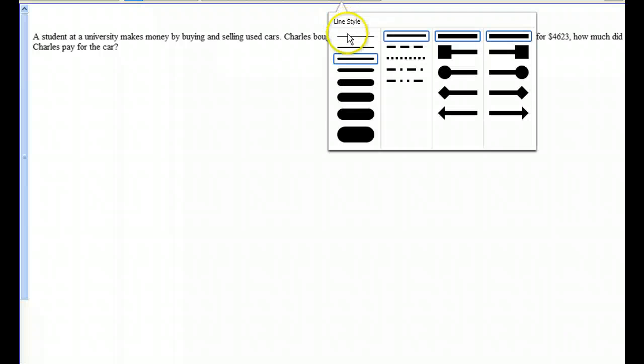Alright, a student at the university makes his money by buying and selling used cars. So this guy bought a car and sold it for a 15% profit. How much did he pay for the car? Again, this is very similar to what we were looking at before. We know what he sold it for, we know he made a profit. What was the original amount? So X is what he paid.